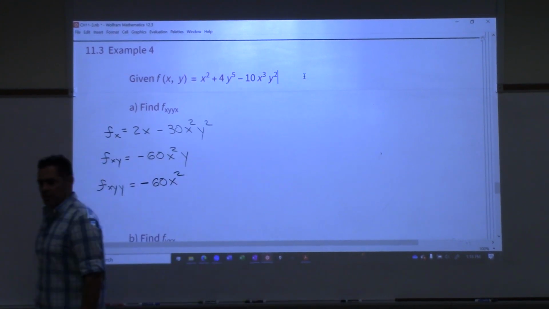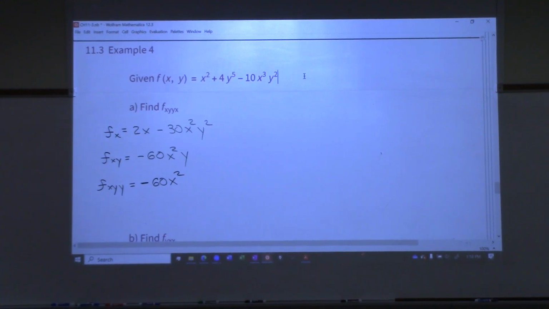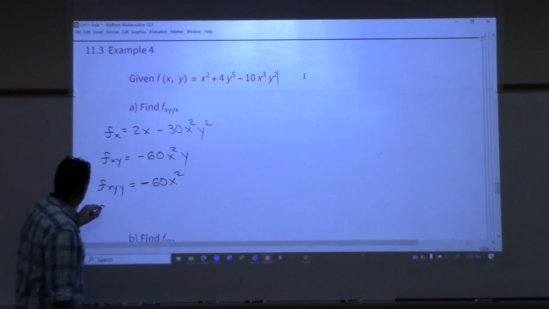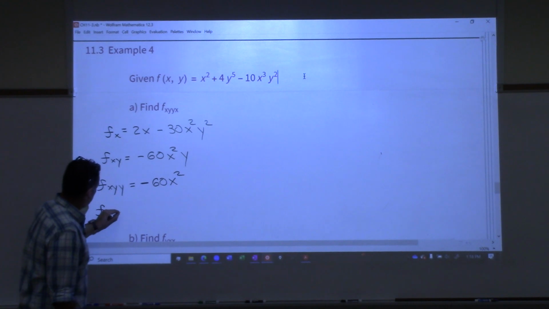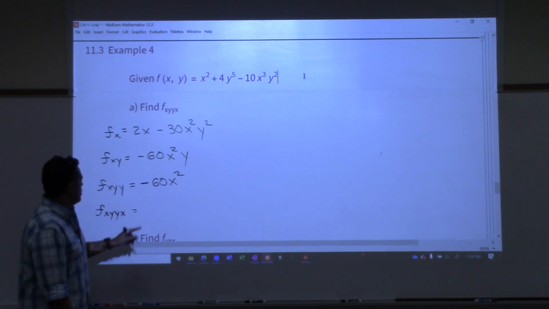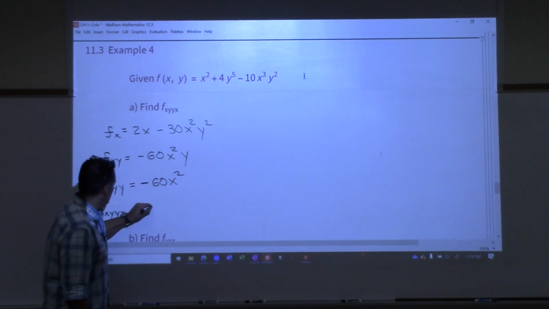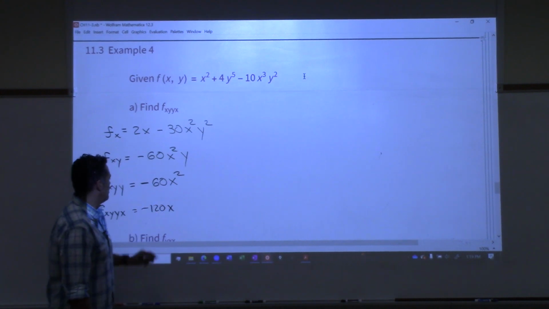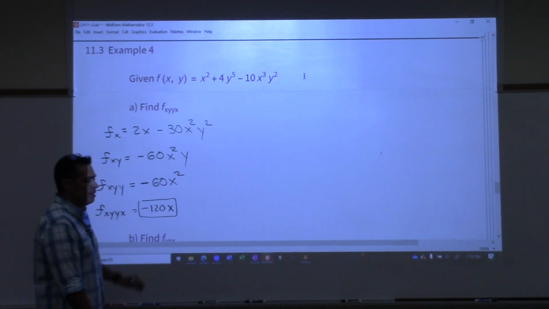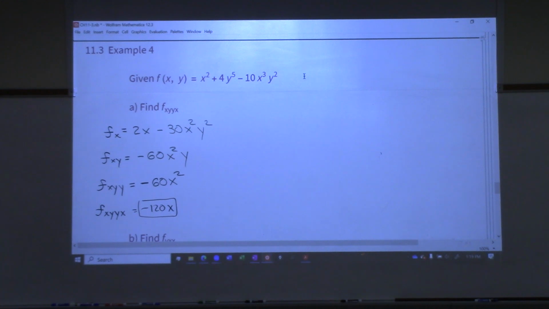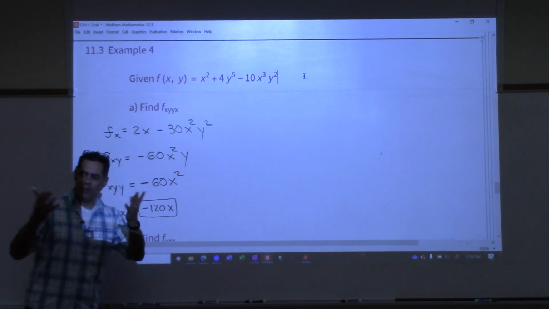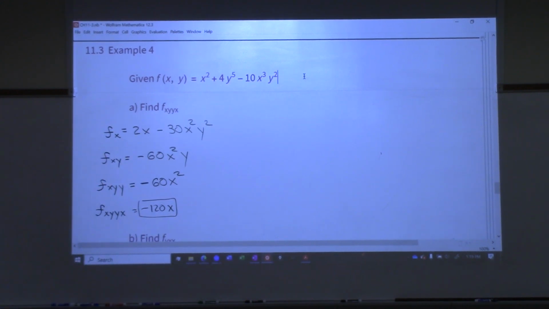So now it's this. And then I want to go the partial with respect to x of that, which is just power rule, right? So negative 120x. We're done. So again, this is more mechanics. We're not right now trying to figure out what this represents. We're just making sure we know the mechanical part of taking partial derivatives.